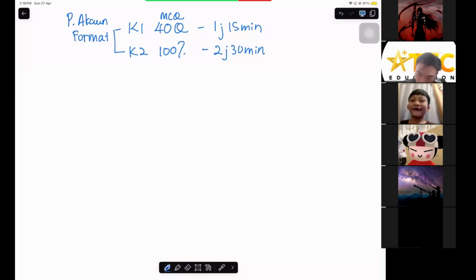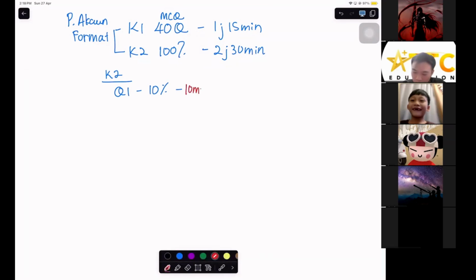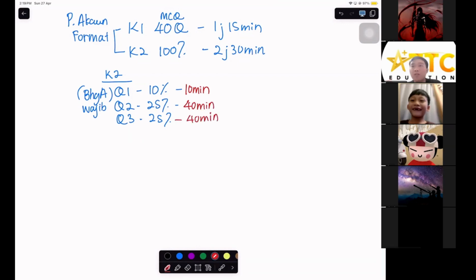For kertas 2, it will be different. I think this is your first time sitting for this real style of paper, or maybe some of you just did a warm up. For kertas 2, question 1 gives you 10 marks, and I suggest you complete it in 10 minutes. Question 2 is 25 marks, and question 3 is also 25 marks. This is bahagian A, soalan wajib, so you must complete all the questions. These you need to finish within 40 minutes. If you go over the time, please skip to the next question.